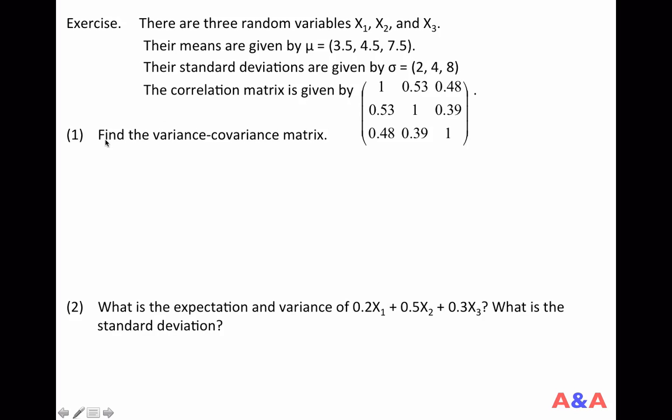Question 1. Find the variance-covariance matrix. Question 2. What is the expectation and variance of the following linear combination of the three random variables, 0.2 x1 plus 0.5 x2 plus 0.3 x3? What is the standard deviation of this linear combination? I'll post the answer in the future, so please give it a try.